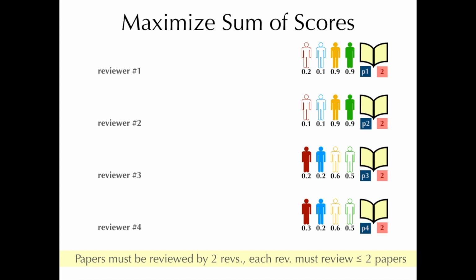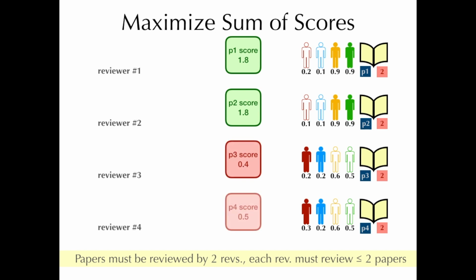Consider this simple example of reviewer paper matching. Here, the matching with the overall highest score is the one in which reviewers 1 and 2 are assigned to papers 1 and 2, and reviewers 3 and 4 are assigned to papers 3 and 4. In this matching, papers 3 and 4 are assigned to the reviewers that are more likely to provide inadequate reviews.